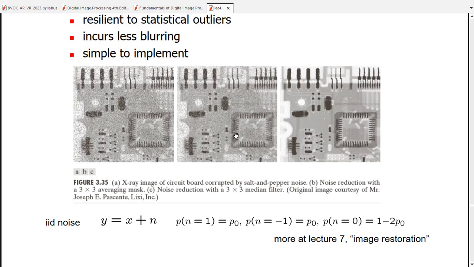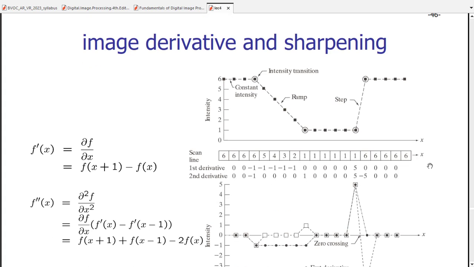Image derivatives and sharpening. In this intensity profile, a lot of edges are present: constant intensity, transitions such as ramp and step. Ramp and step edges are of major importance, and can be examined with first order or second order derivatives. Here, from the scan line, you can see the type of information.